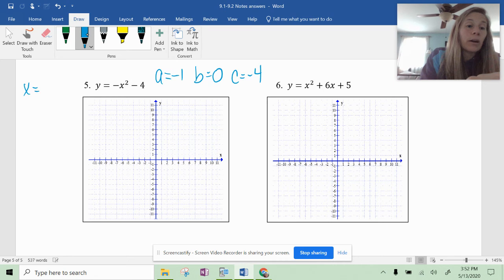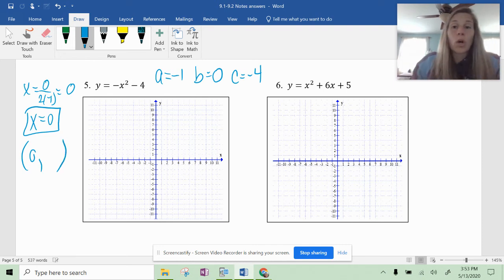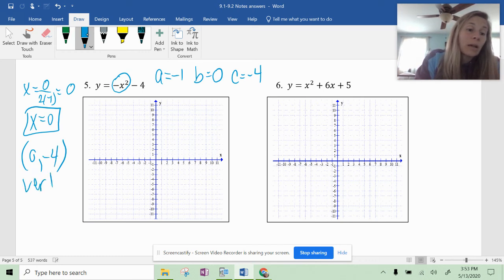So when we go to find our x, -b, which is 0, over 2 times -1, will just work out to 0. Now, x equals 0, that's the axis of symmetry. The vertex will be 0, comma something. However, it's not a 0 because there is a c value. So the -x squared turns to 0 when you plug in the 0 for x, but then you have to subtract 4, so the vertex will actually be 0, -4.